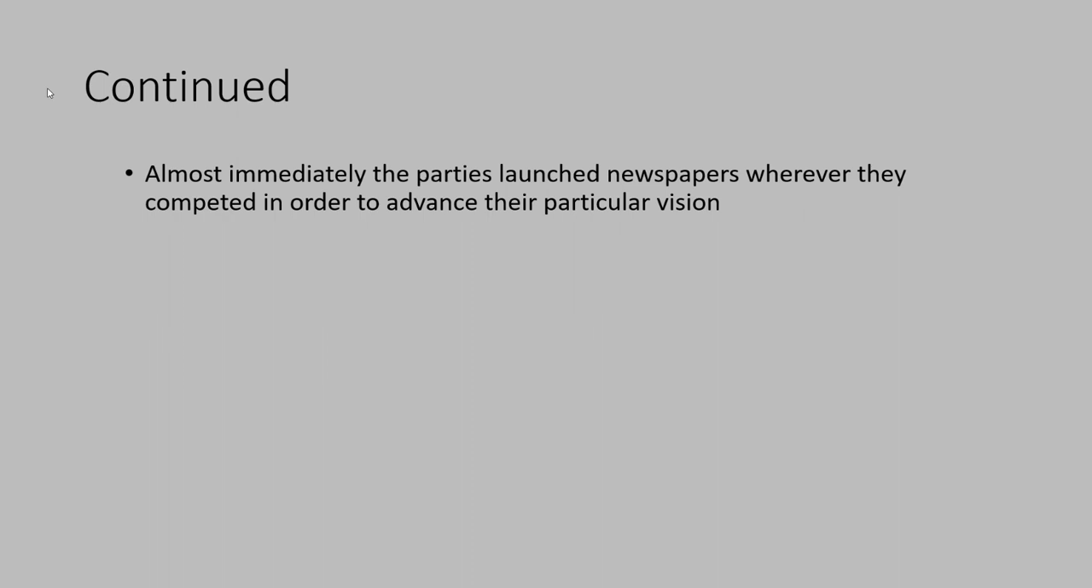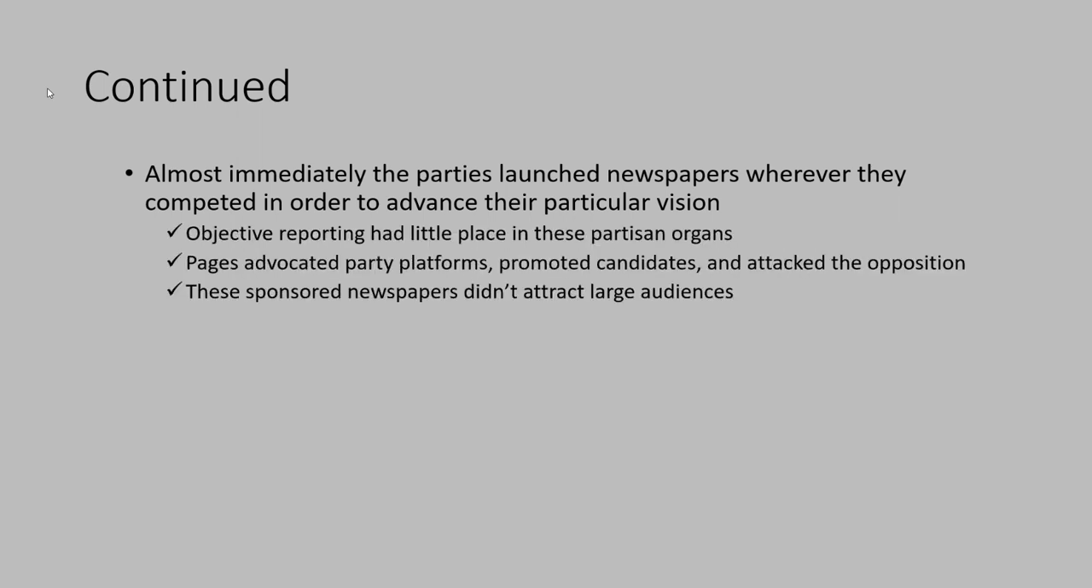Having said that, we have professional norms in the year 2023-24 that guide journalists' behavior when it comes to the work they're doing. And this is a major contrast to what has existed historically, because these early newspapers were essentially extensions of the parties themselves, which means you're only going to get biased information. There's really no attempt to be fair to different people, because the paper exists so that you can spread your distinctive message, right? Objective reporting had little place in these partisan organs. Pages advocated party platforms, promoted candidates, and attacked the opposition.